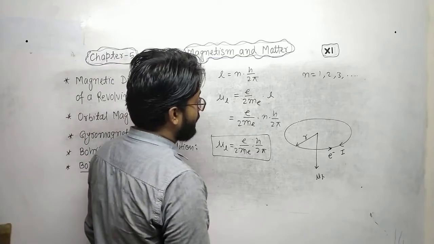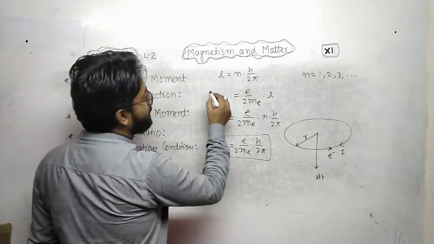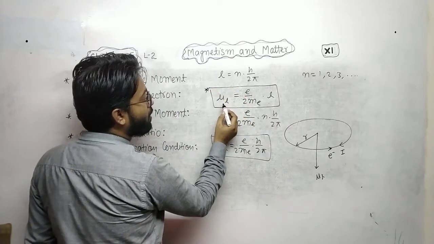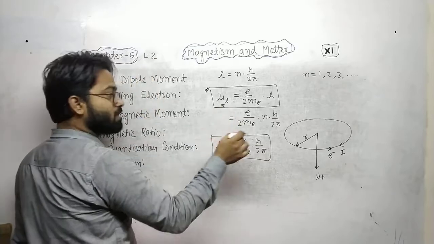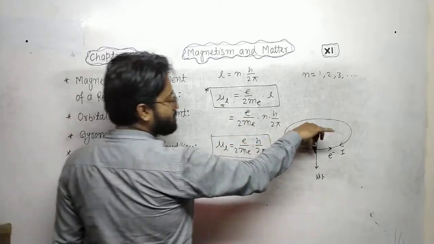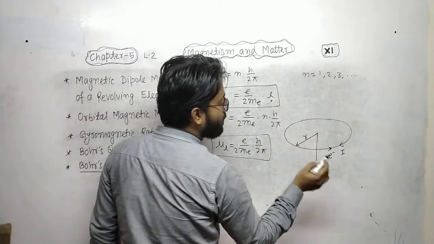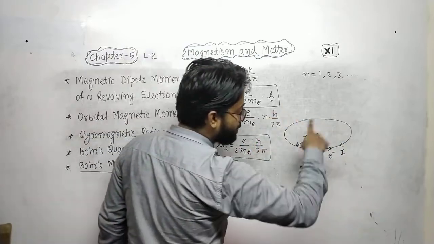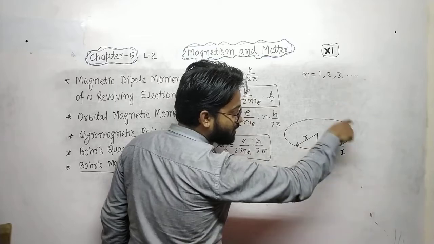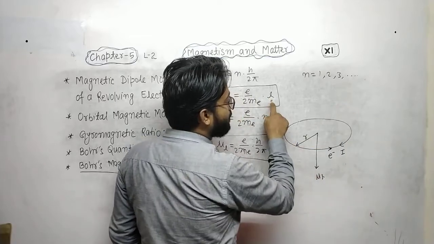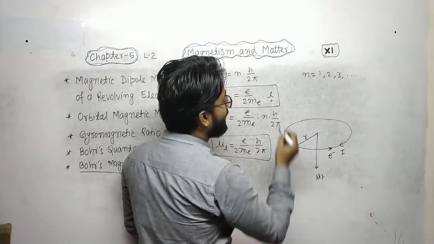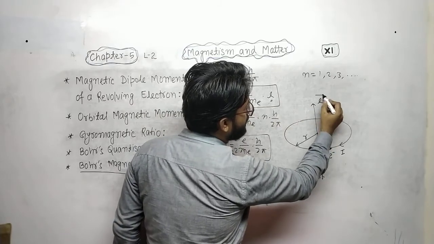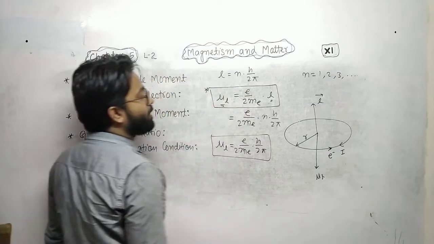Now this is the formula for orbital magnetic moment. Orbital magnetic moment is a vector quantity. This is downward, and the angular momentum, according to the right hand screw rule, with the electron moving in this direction, will be upward. This is the direction of angular momentum.